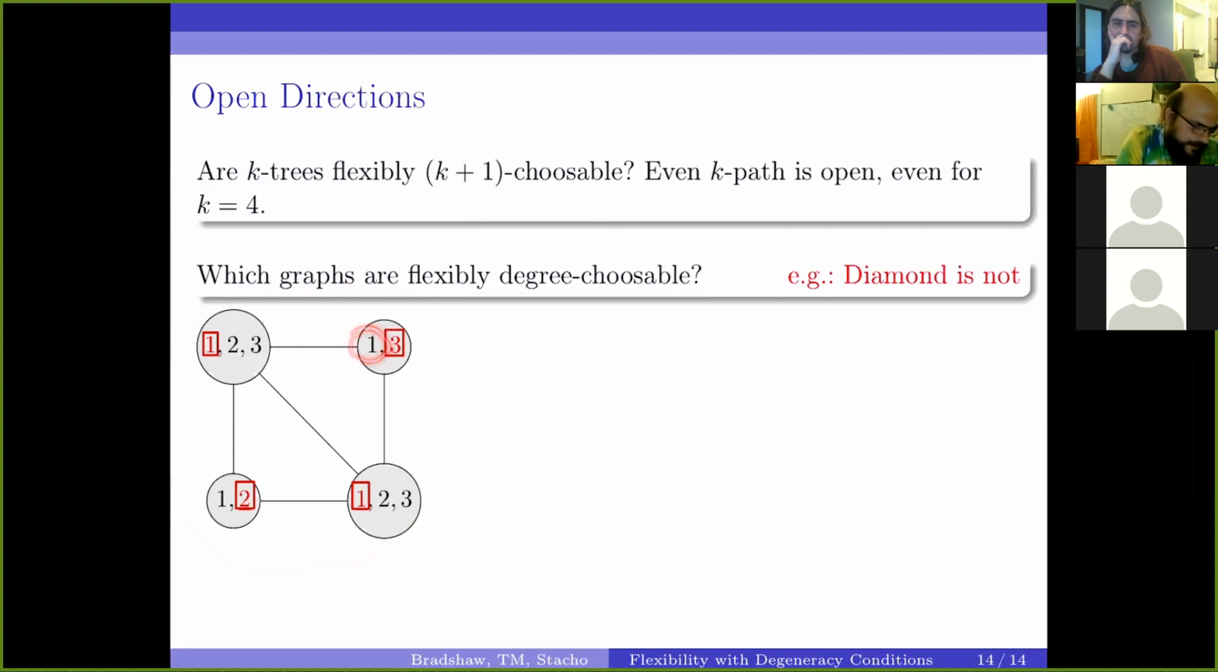If you pick color 1 here, then you cannot satisfy those requests, and you need to pick colors 2 and 3 on this edge, and therefore you cannot satisfy this request. So for each possible choice you can check it. You will never satisfy any of the requests that are there. So the diamond graph is not flexibly degree choosable, but whether the actual characterization is nice or not, we don't know, and it might be nice to look at it.